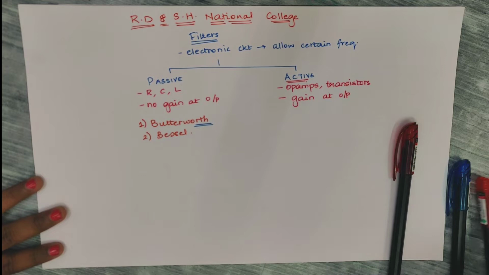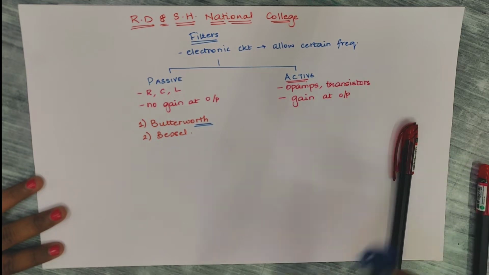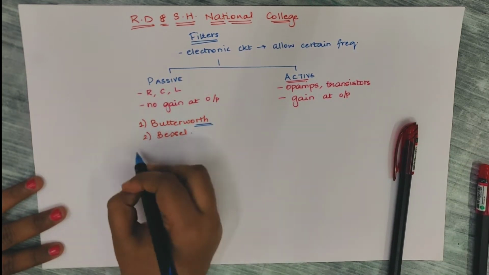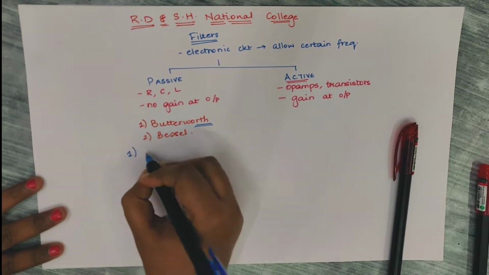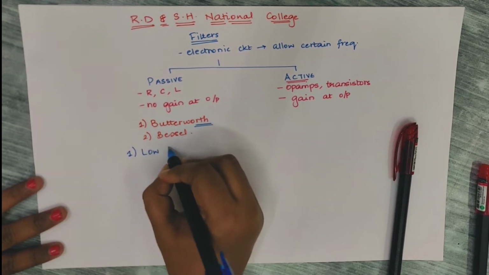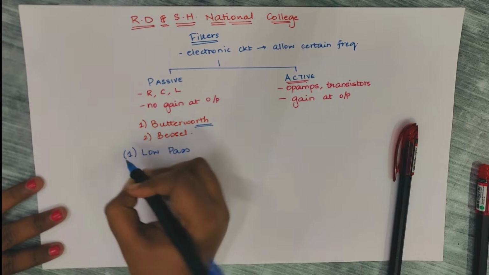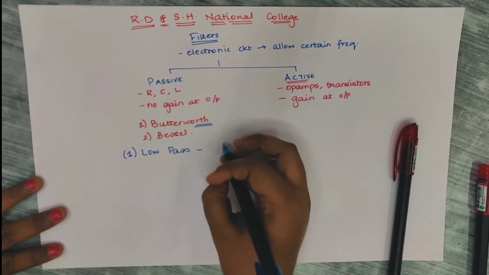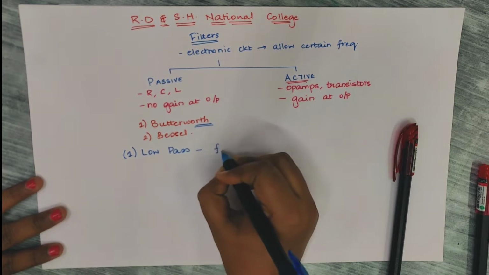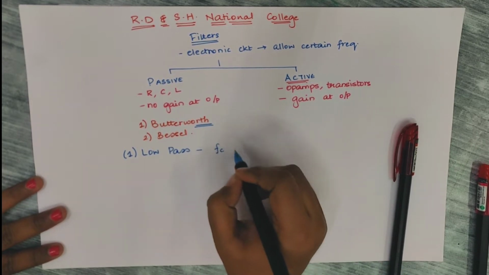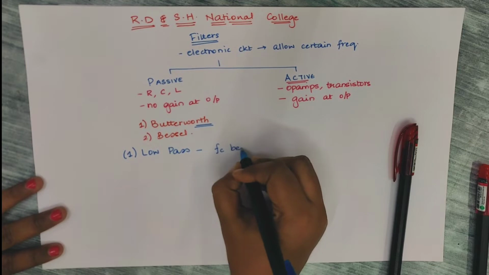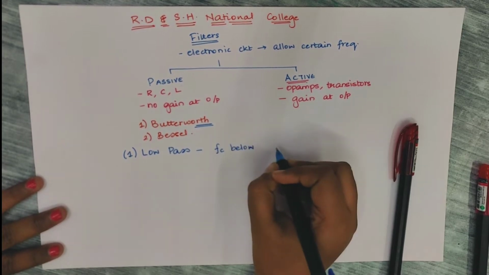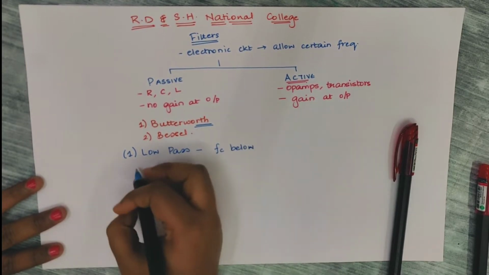So moving ahead, Butterworth filters again can be broken down into various forms. So you have a low pass filter. What do you mean by a low pass filter? A low pass filter is something which allows frequencies below a cutoff frequency to pass. So all your frequencies below this cutoff will be allowed to pass, and anything above this will be rejected.